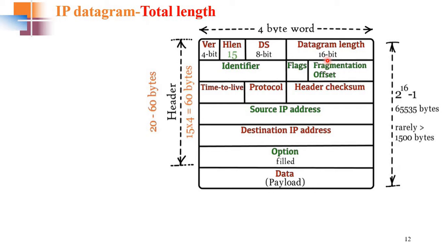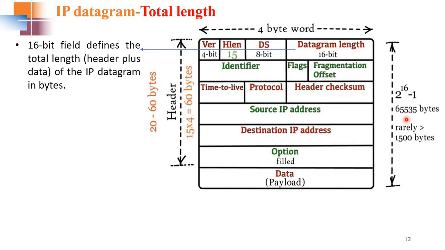So this is 16 bits, and we are defining the values in terms of binary only. So 2 power 16 minus 1, because the starting value is 0. So 2 power 16 is 65,536, minus 1, so we have 65,535 bytes. These many bytes can be occupied in the datagram to transfer the information from the source host to the destination host. But rarely do we use more than a maximum of 1,500 bytes out of these 65,535 in most cases.